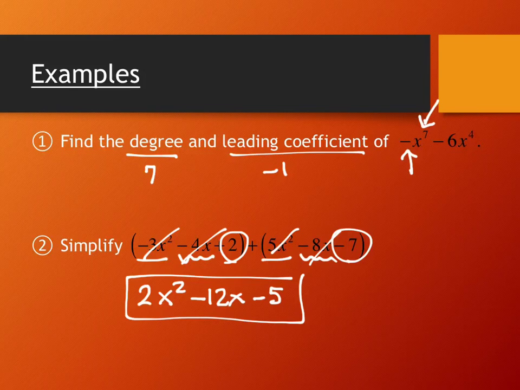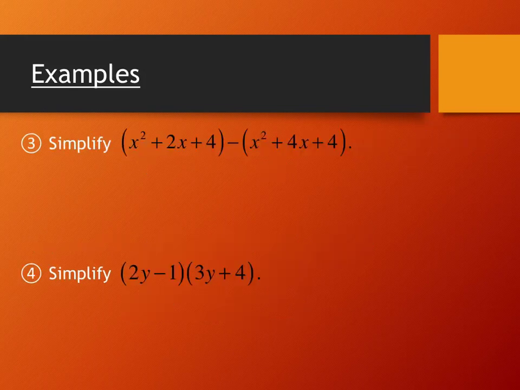Only one step removed from that would be to subtract polynomials. The one thing to remember here is to distribute the negative through the second set of parentheses. So in the first one we have x squared plus 2x plus 4, but then in distributing the negative through the second set of parentheses, we have -x squared, -4x, and -4.